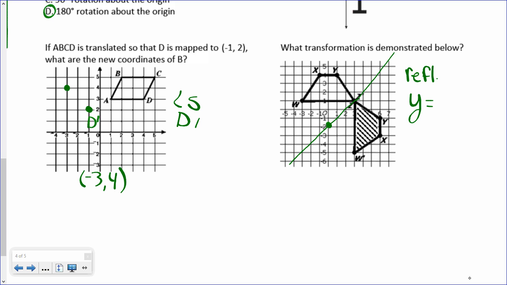It's y equals. You got that part. Good job. Does it have a negative slope? Positive slope. There's a positive slope of 1, so it's just 1x. What's the y? Minus 2. So reflected over the line, y equals x minus 2. Again, that's a little bit beyond you guys, I just kind of threw that in there for fun.